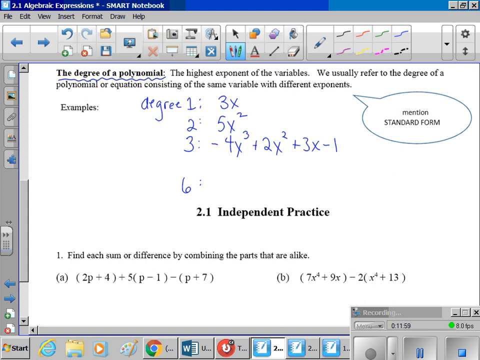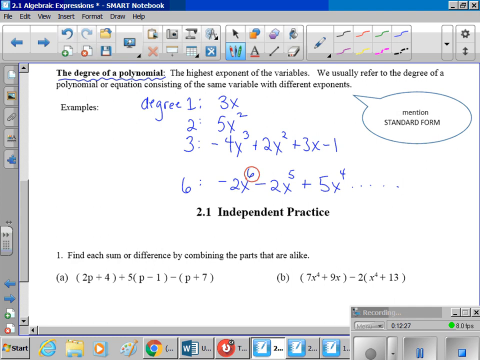So how about degree 6? What would that look like? That might look like negative 2x to the 6th power minus 2x to the 5th power plus 5x to the 4th power, and so on. So as long as this polynomial has degree 6 because it has the 6 as the largest exponent. All right, well, that was pretty easy. That's 2.1 in a nutshell.